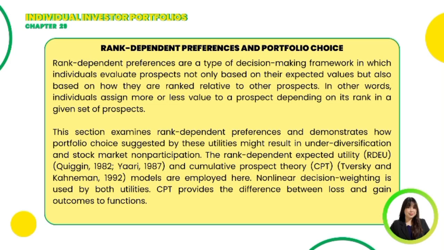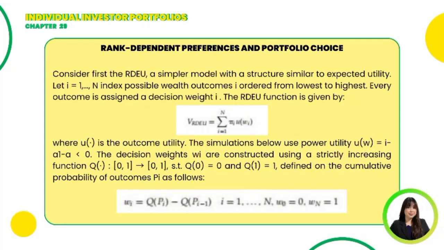The rank-dependent expected utility RDEU, Quiggin 1982 and Yaari 1987, and cumulative prospect theory CPT, Tversky and Kahneman 1992 models are employed here. Nonlinear decision weighting is used by both utilities. CPT distinguishes between loss and gain outcomes in the value function. Consider first the RDEU, a simpler model with a structure similar to expected utility.